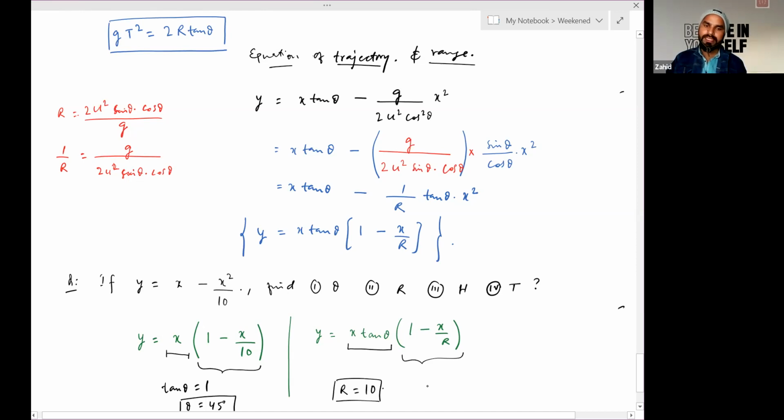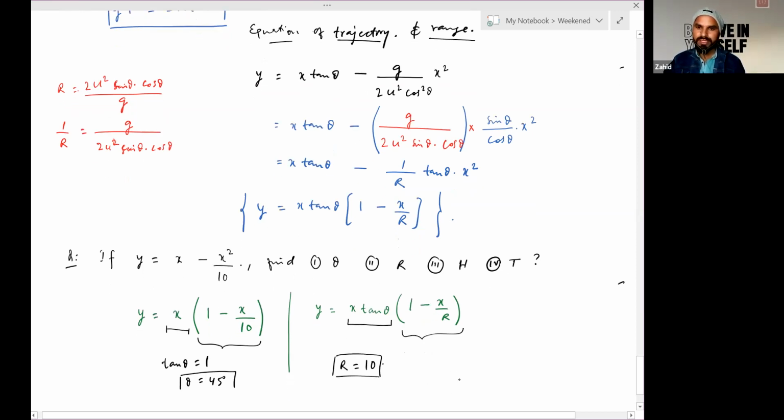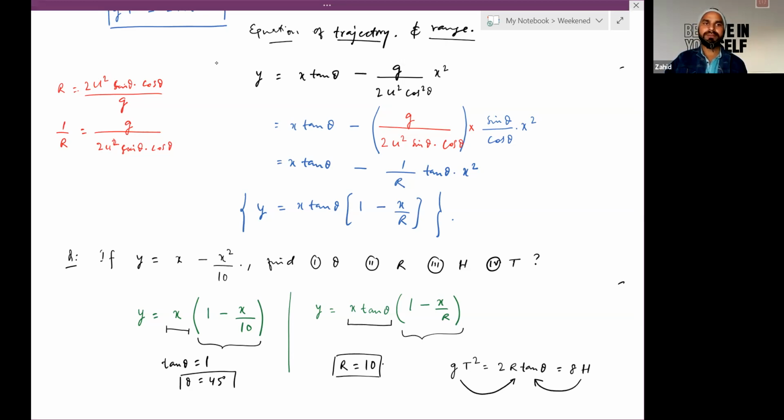Now we have both theta as well as range. If you put all these values in the above expression of the relation between time period, range and height, that was g t squared equals 2 times R tan theta equals 8 times h. If you equate the first two terms, you will get time period or time of flight. And if you equate the last two terms, you will get the maximum height attained by this projectile. Just equate them and try to find time of flight and height.